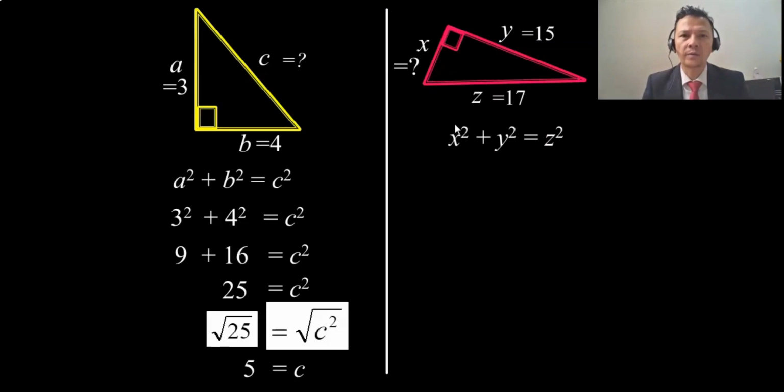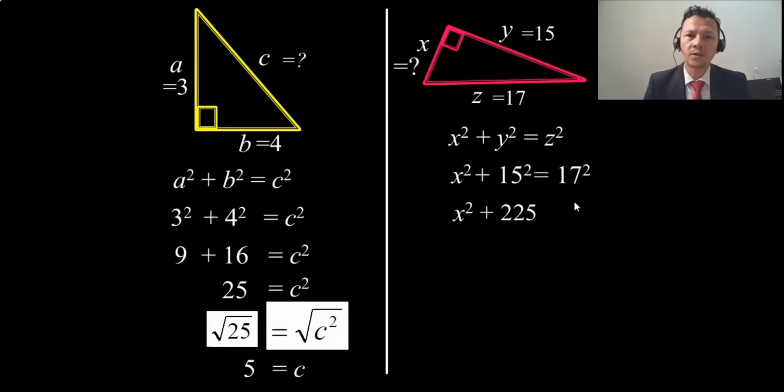So we know we have to find x. y is 15, so substitute the value of y, 15 over here, and substitute 17 in place of z. So x squared plus 15 squared is equal to 17 squared. Now let's calculate these two numbers. 15 squared is 15 times 15, and that is 225. And 17 squared is equal to 289.